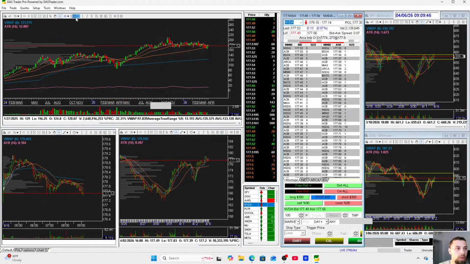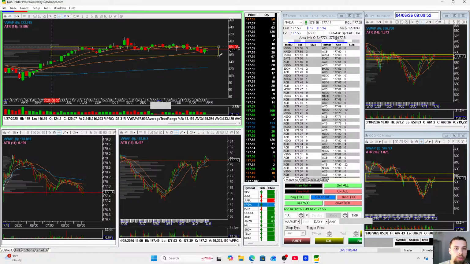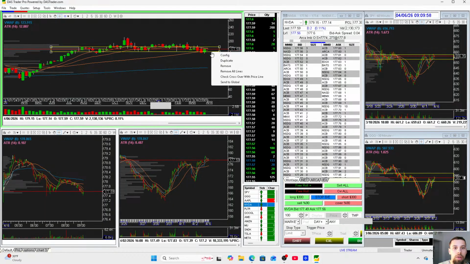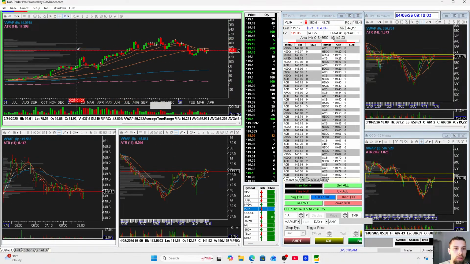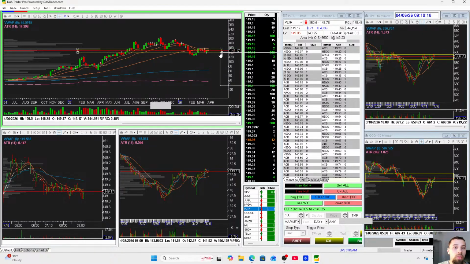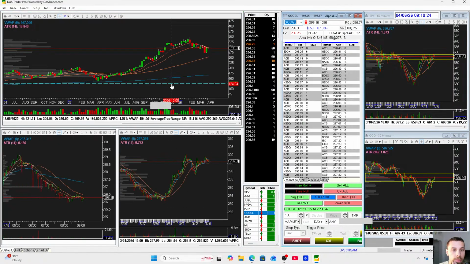Nvidia just been doing the sideways thing. Hasn't done anything at all. Area of resistance 184. Area of support being 170. PLTR not doing much. Area of resistance 156. Area of support 141. So has a ways to move before it gets to anything playable for me on there.